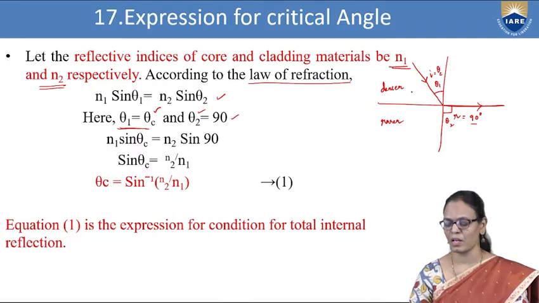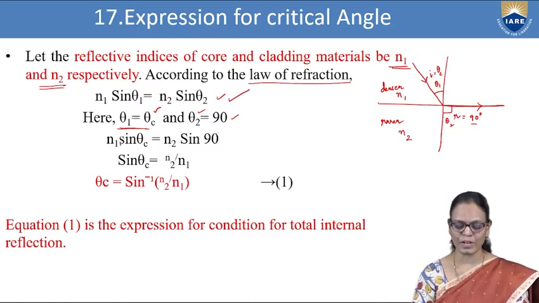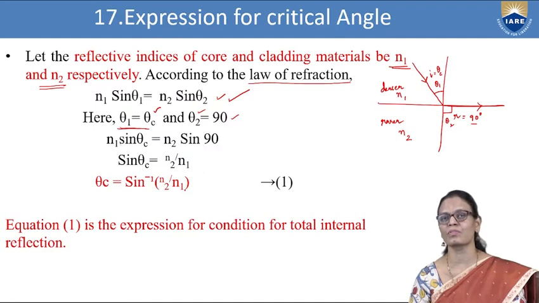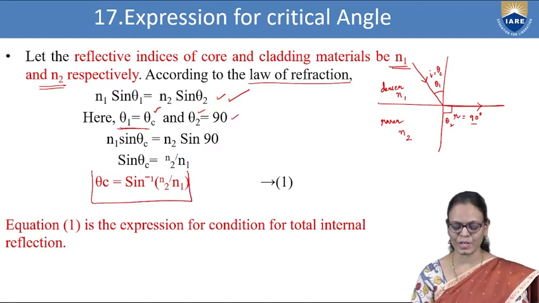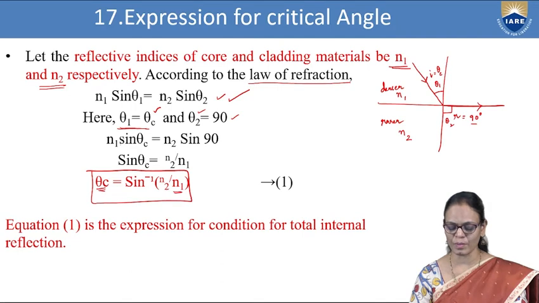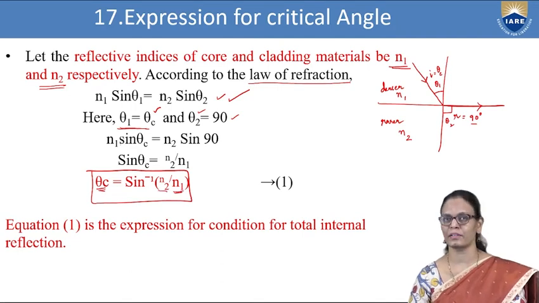N1 sine theta 1, where N1 is the refractive index of the core and N2 is the refractive index of the cladding. We are going to substitute these two conditions in this equation. So N1 sine theta C will be equal to N2 sine 90, and sine 90 is 1. We want theta C, so sine theta C will be N2 by N1 and theta C will be sine inverse of N2 by N1. This is the expression for the critical angle. Whenever you have to find the critical angle, it depends upon the refractive indices of the core and the cladding.